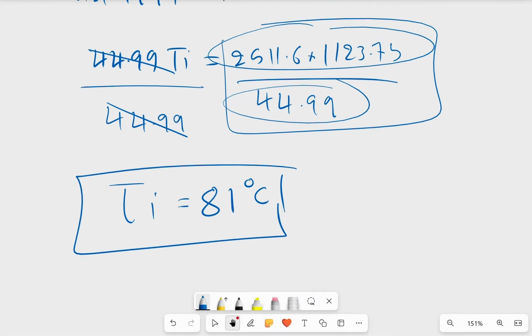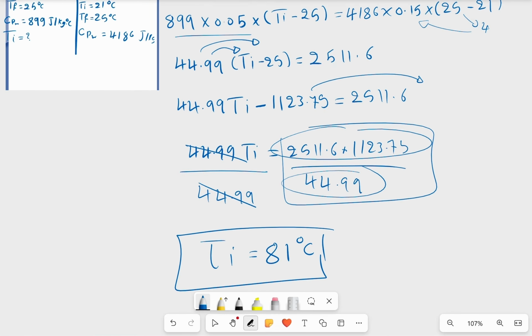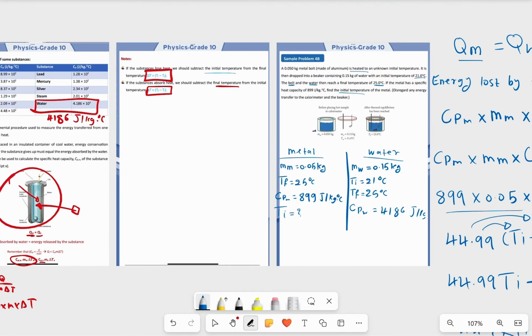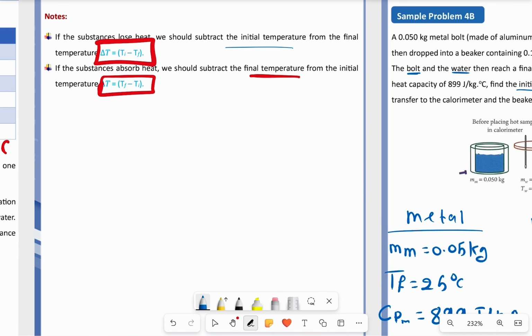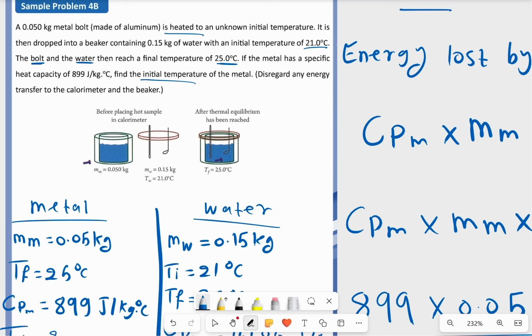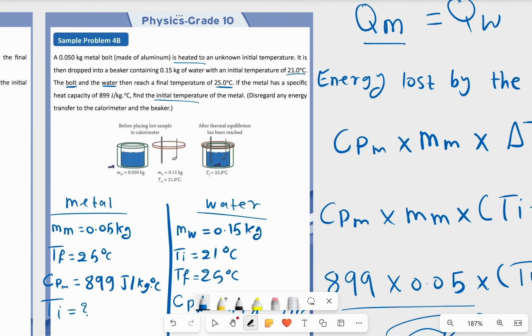Solving these types of questions takes time, but believe me, it's really, really easy. The only thing you have to do is memorize these two notes that I gave you here. If the substance loses heat, we subtract the final one from the initial one, and if it absorbs heat, then it's going to be T final minus T initial. Make sure to solve this question again, and believe me, you'll be really comfortable solving any question that we will be having in this chapter.